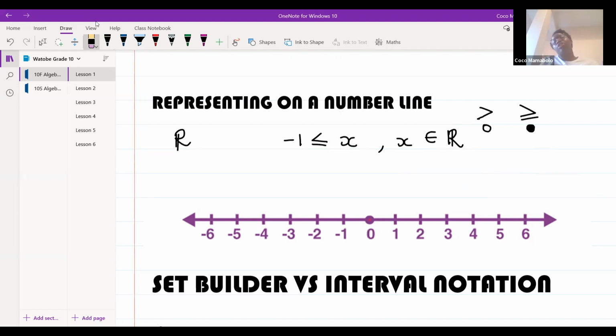All right, tell me, you guys can tell me in the chat, where am I drawing my dot? Quickly drop it in the chat. Where would I draw my dot? If X needs to be greater than or equal to -1, and tell me what kind of dot it is.